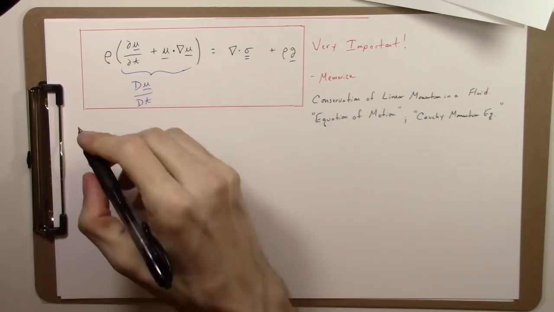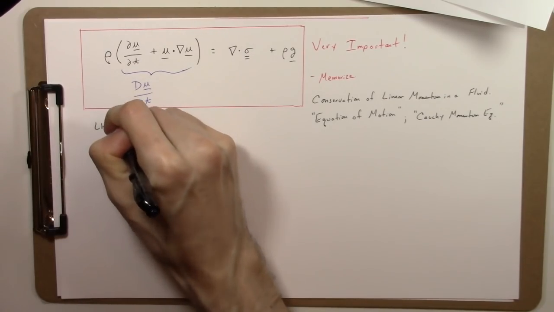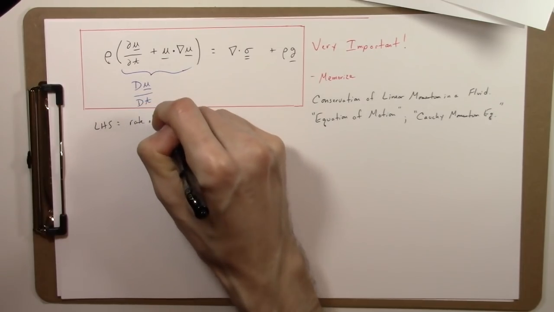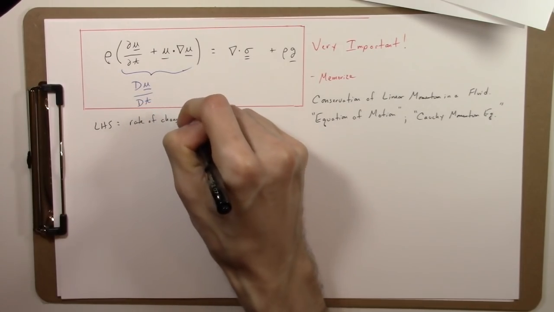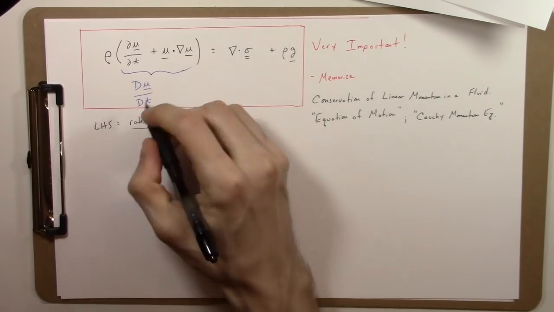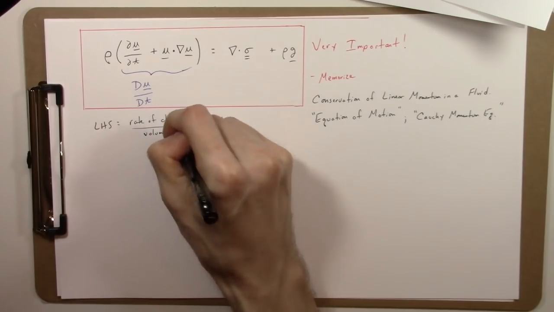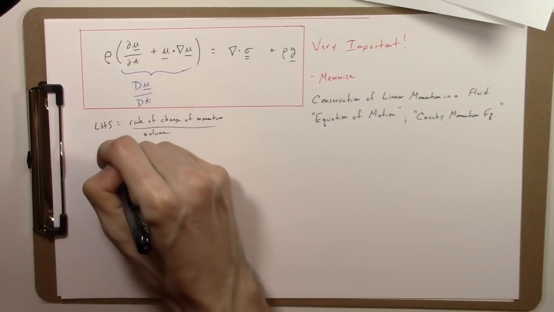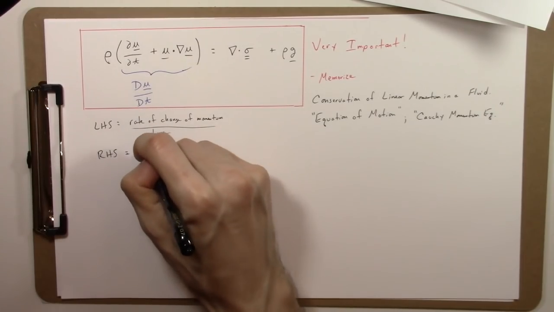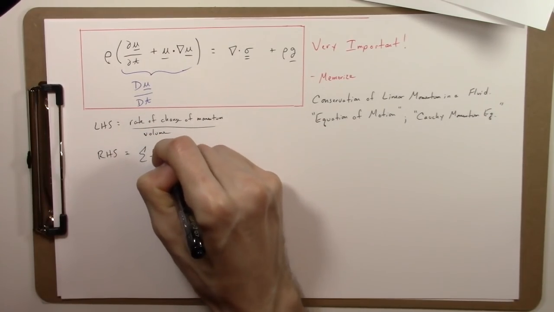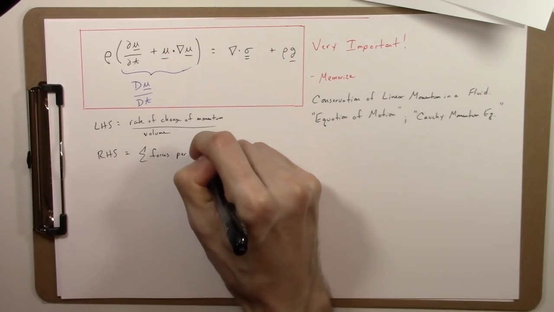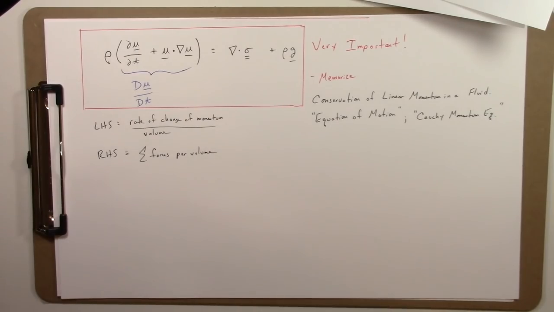So once again, the left-hand side is equal to the rate of change of momentum per volume, and the right-hand side is equal to the sum of the forces acting on the fluid per volume.